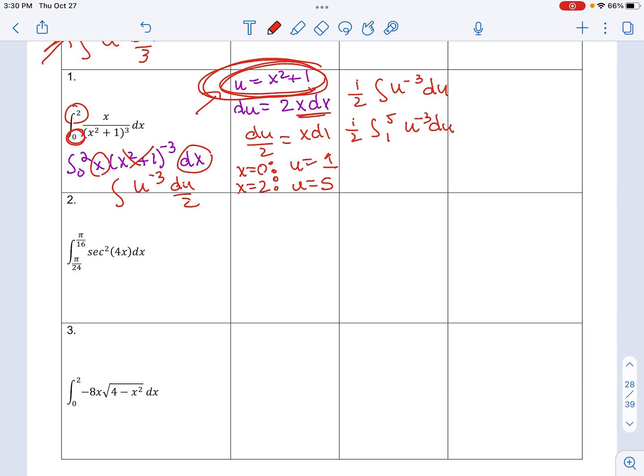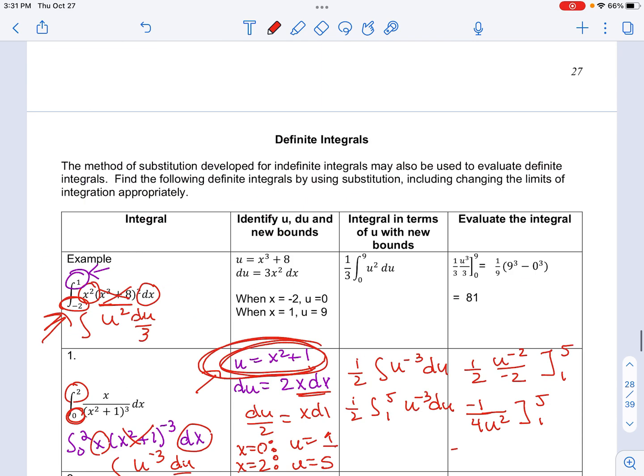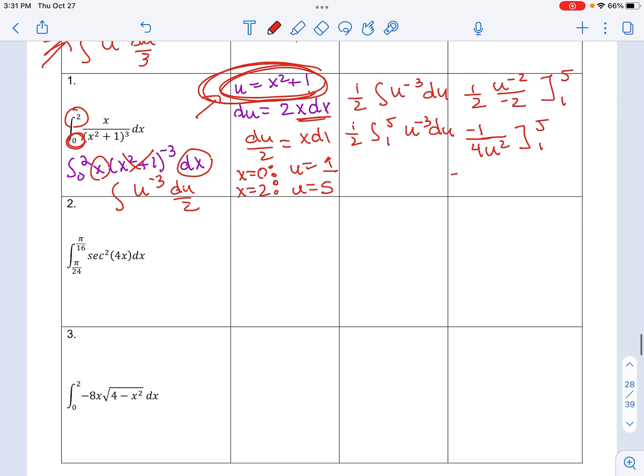So now let's take our antiderivative. Add 1, divide by the power. I have my u bounds, so I can leave it in terms of u. Let's clean this up before I plug things in. Bring that u squared to the bottom. So I will get -1/4. I'm going to pull out that -1/4. I have 1 over 25 minus 1 over 1. So I'm going to leave my answer like that.